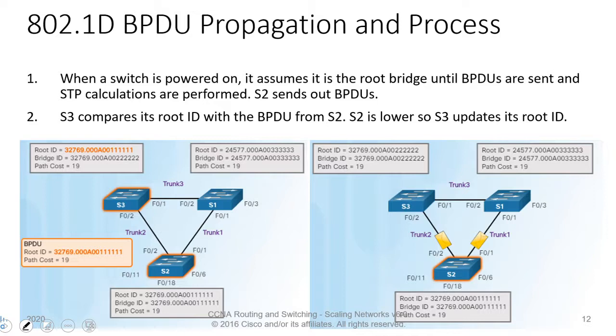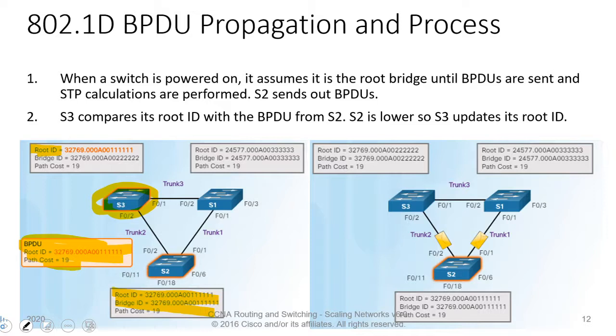So when switch 2 is switched on, it will initially identify itself as the root ID and the bridge ID, and it will send that information across in a BPDU frame. That will be received by S3, and S3 will compare the already available root ID information and the newly received information and see which is the lowest.